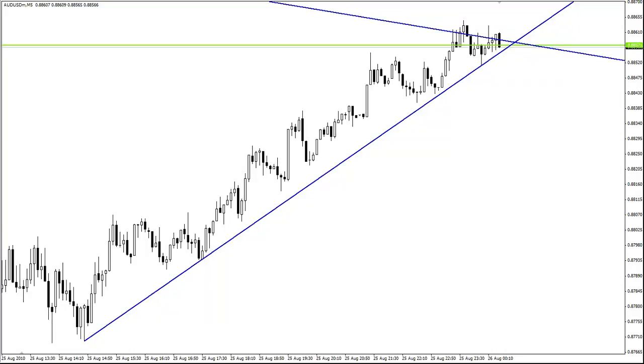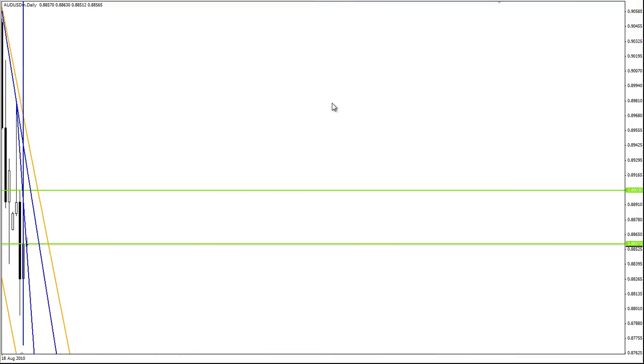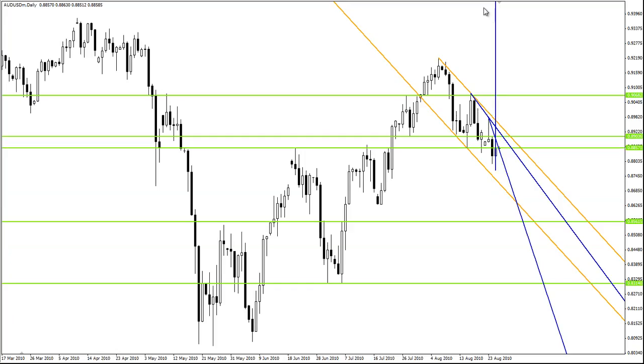Alright, so today is Wednesday, August 25th. It's about 7:28 p.m. to be exact, and we're looking at a chart of the Aussie US dollar here. So this is going to be new. It's going to be a live trade, win or lose. We'll see. I'll put it on the blog, and I'll just point out what I'm trying to do here.